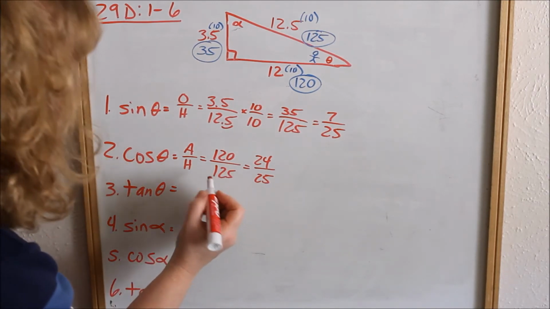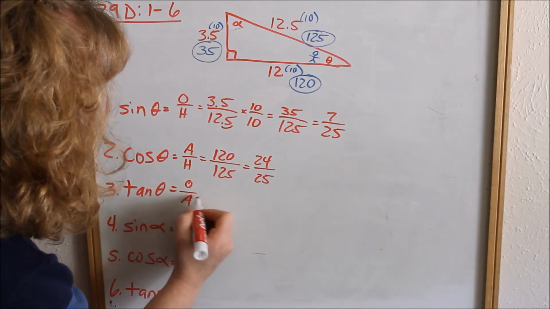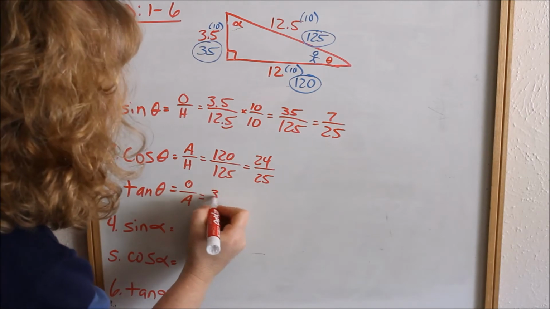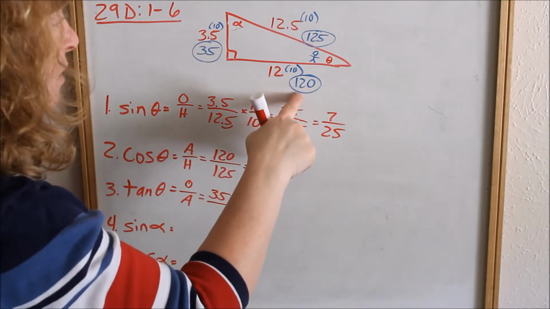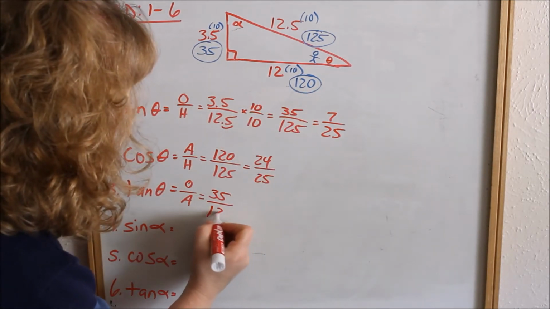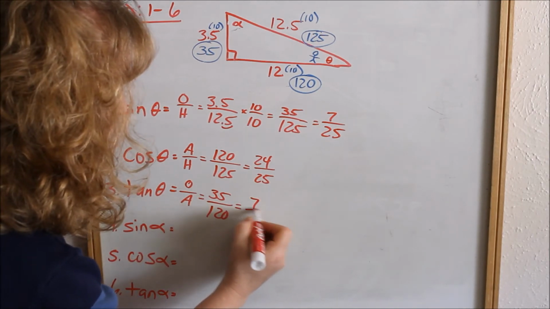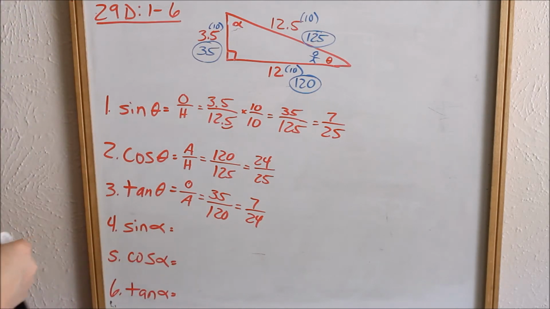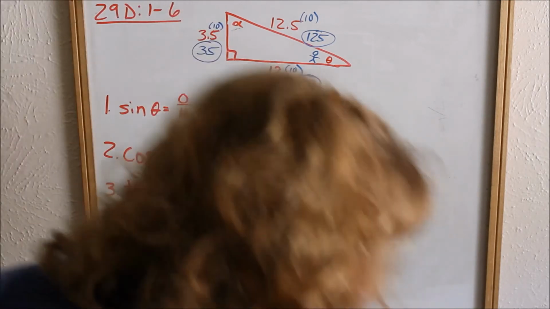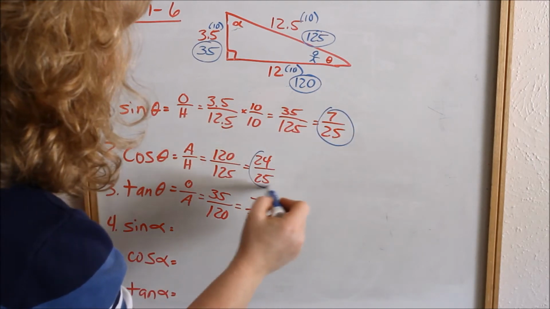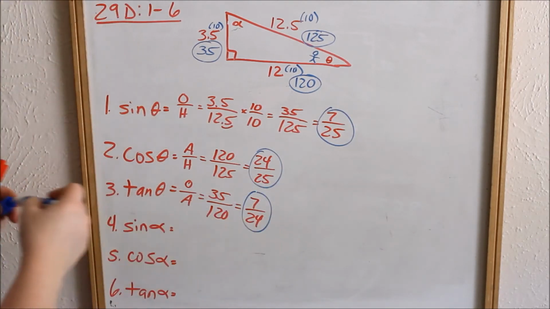Tangent of theta. Tangent is opposite over adjacent. If I'm standing at theta, the side opposite of me is 35. And then the side adjacent to me, next to me, is 120. That will reduce by 5 as well. That will be 7/24. So these are your final answers: sine theta, cosine theta, tangent theta.